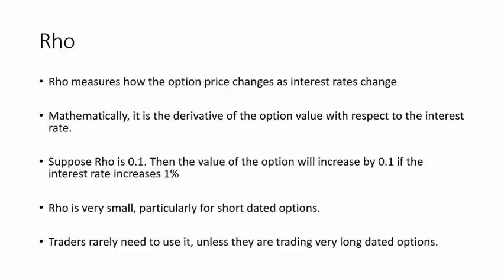The final Greek we'll look at is called rho. Rho measures how the option price changes as interest rates change. So this is the derivative of the option value with respect to the interest rate.